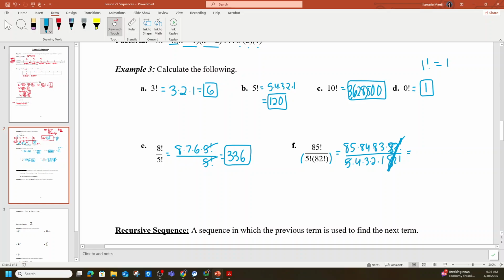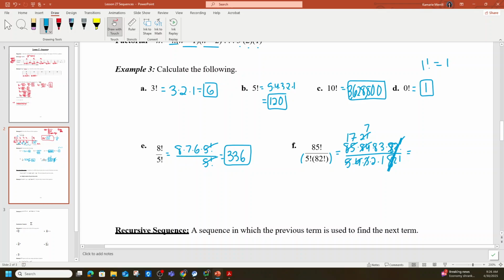Looks like I could pull a 5 out of this 85. What's left on that one? 17? So it's 5 divided by 8. Yes, thank you. How many times can 4 go into 84? 21? So you can still do stuff without your calculator. Does a 2 divide in anywhere?